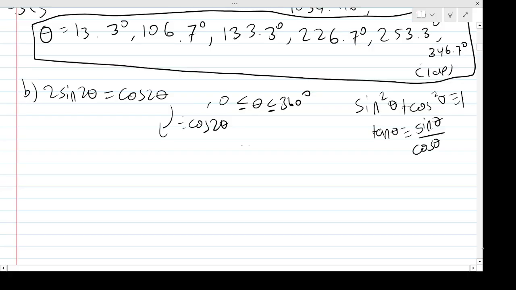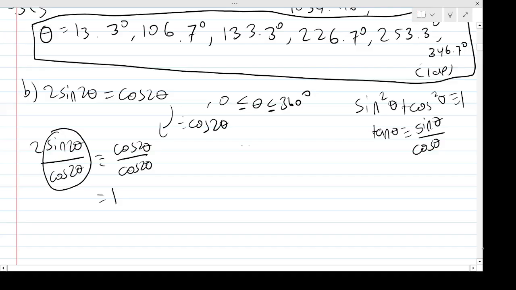Why am I bringing this up? Well, if I divide it by cos 2 theta, well, 2 sine 2 theta over cos 2 theta would then equal cos 2 theta over cos 2 theta. Well, the cos 2 theta is cancelled, so I'll get 1. And then sine 2 theta over cos 2 theta. Well, isn't that then tan of 2 theta by that identity there? Right? Sine over cos will get me the tan.